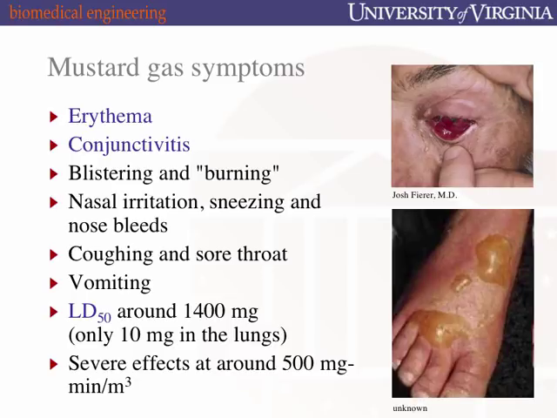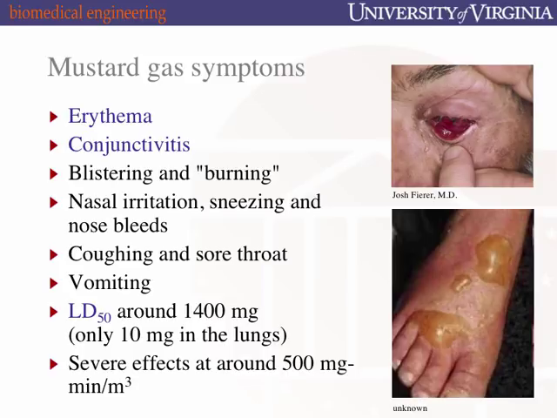So some of the symptoms are pretty gruesome. Erythema is redness, and you see with the eyelids there redness and irritation, inflammation on the mucous membranes. That's one of the really bad symptoms. Conjunctivitis is inflammation of the eyelids and eyes. Erythema refers more to mucous membranes in general. I touched on its ability to serve as a vesicant, so there's the blistering and the burning.